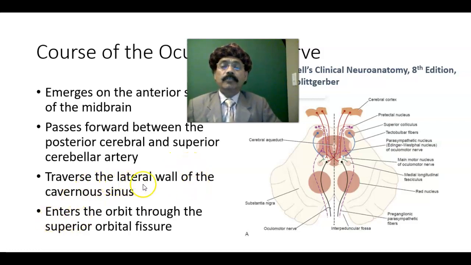So it traverses in the lateral wall of the cavernous sinus. The cavernous sinus is located at the side of the sphenoid bone in the middle cranial fossa. So the oculomotor nerve is located in the lateral wall of the cavernous sinus. It enters the orbit through the superior orbital fissure. Usually it makes two branches, superior branch and inferior branch, in the orbit. By the time it enters, it has branched into the superior division and inferior division.